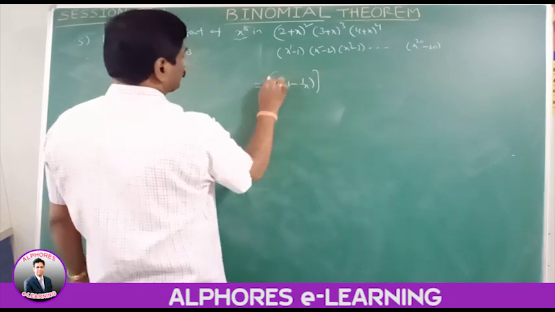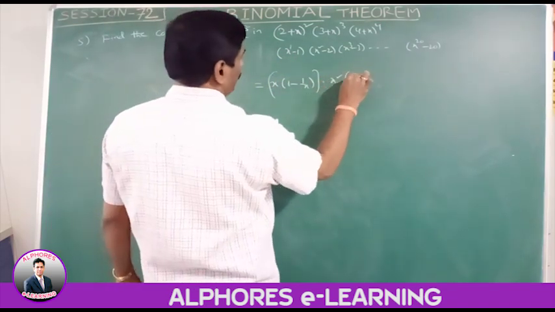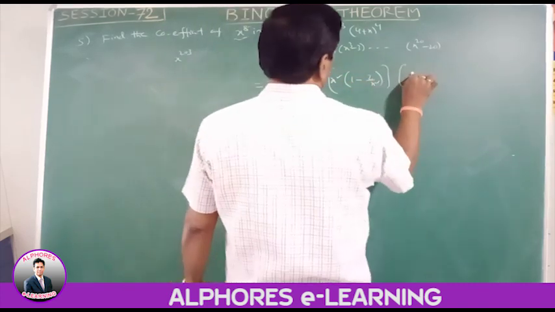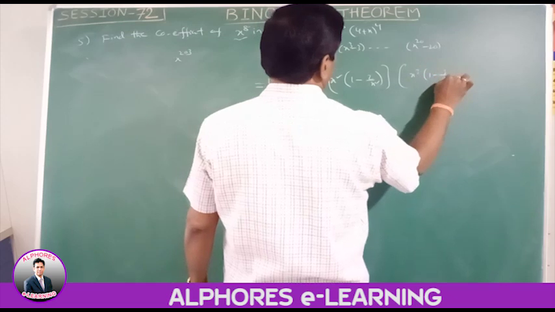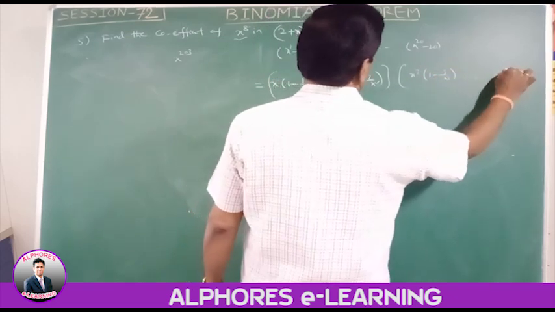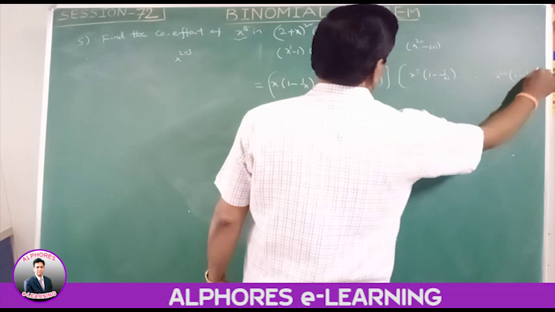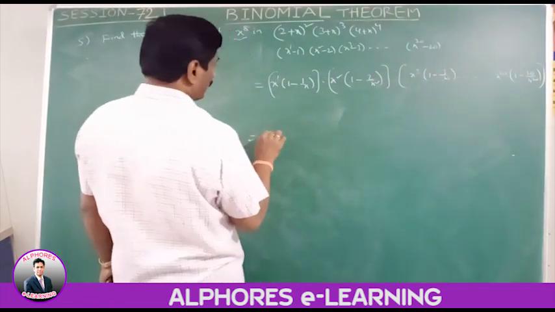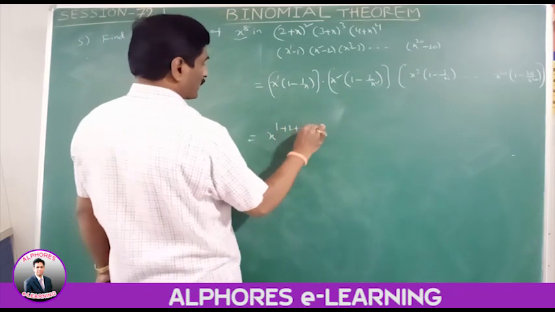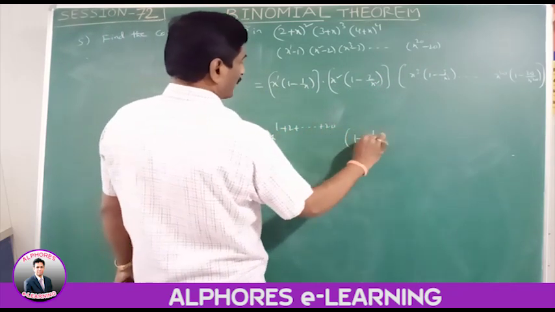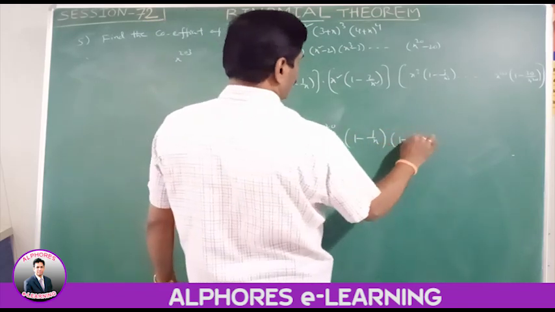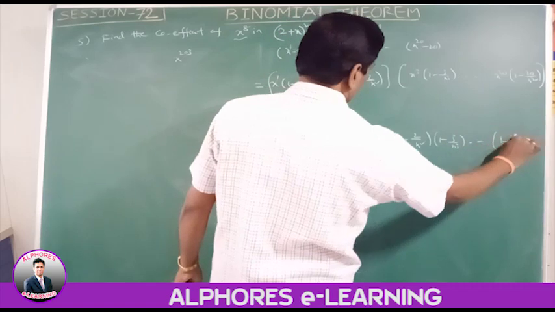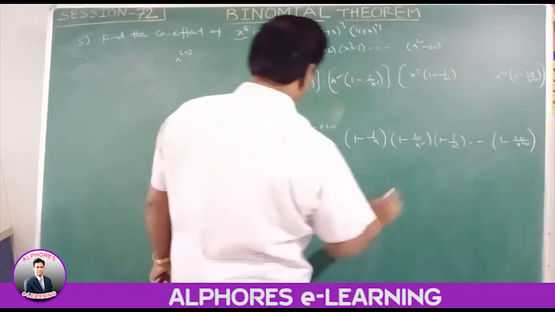Please write this value. Next, x square is the common term. It can be reduced into (1 minus 2 by x square). Similarly, x cube of (1 minus 3 by x cube) so on, x power 20 of (1 minus 20 by x power 20). That means x power (1 plus 2 plus 3 plus so on 20) into (1 minus 1 by x) into (1 minus 2 by x square) into (1 minus 3 by x cube) into so on (1 minus 20 by x power 20). Please write this value.